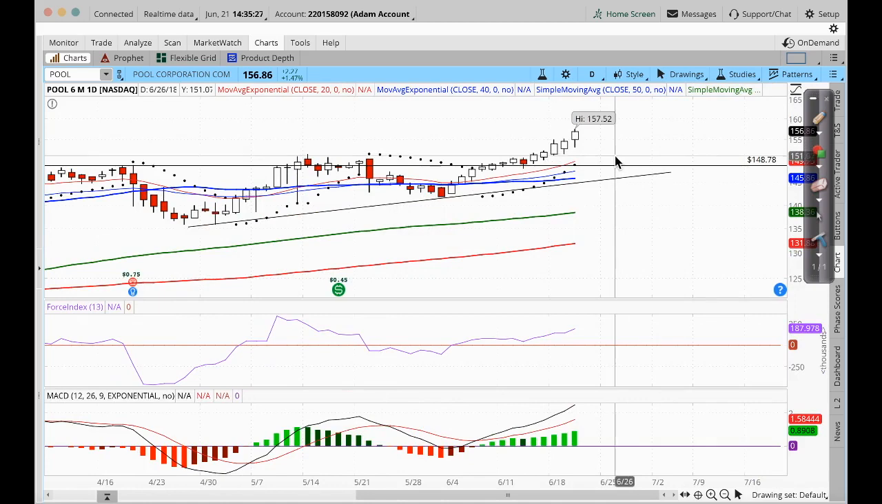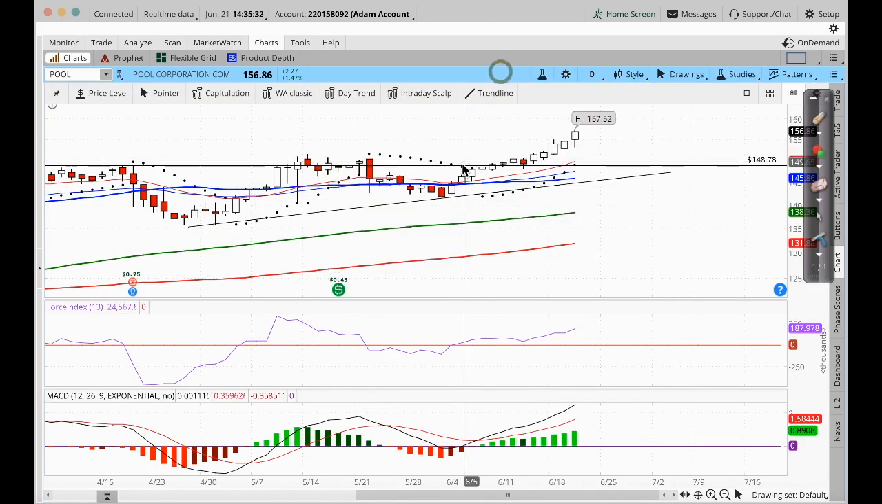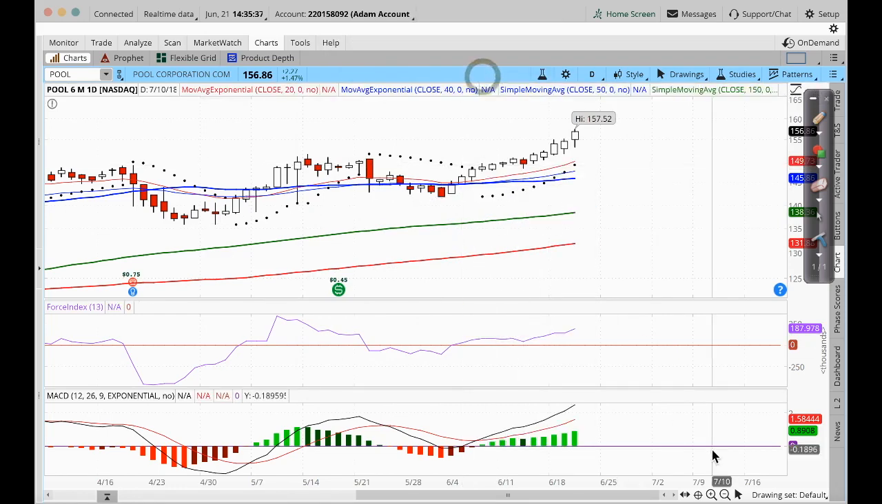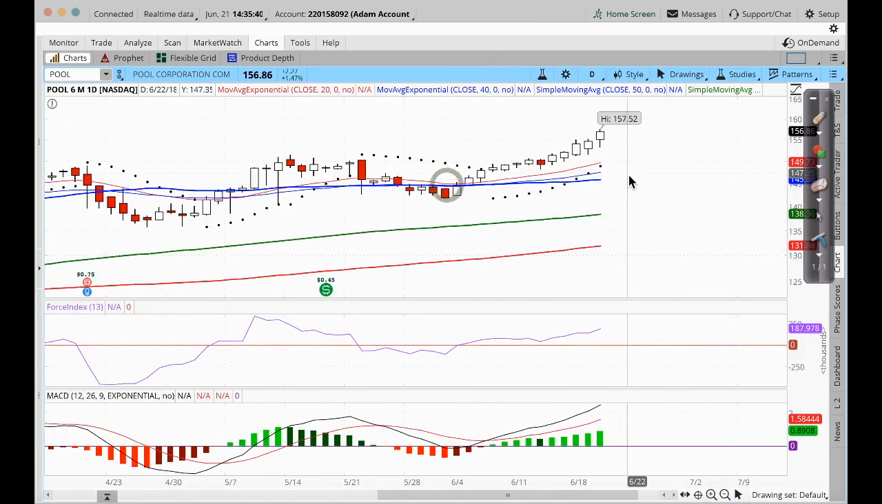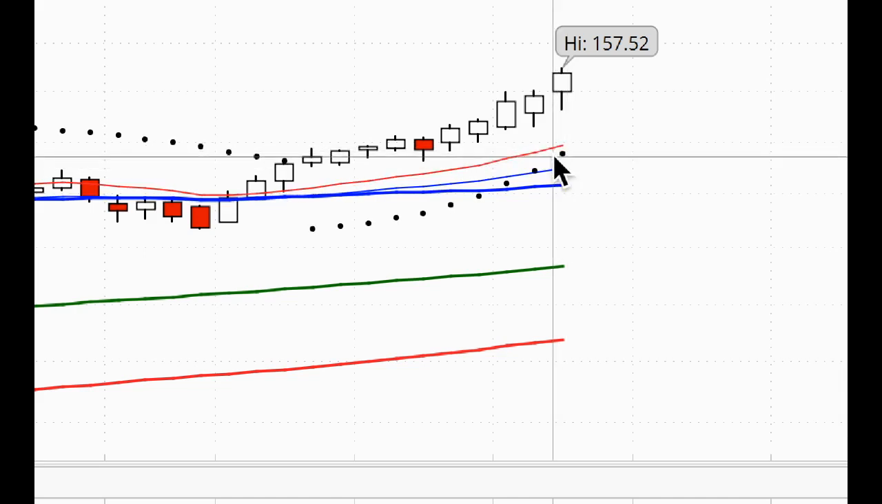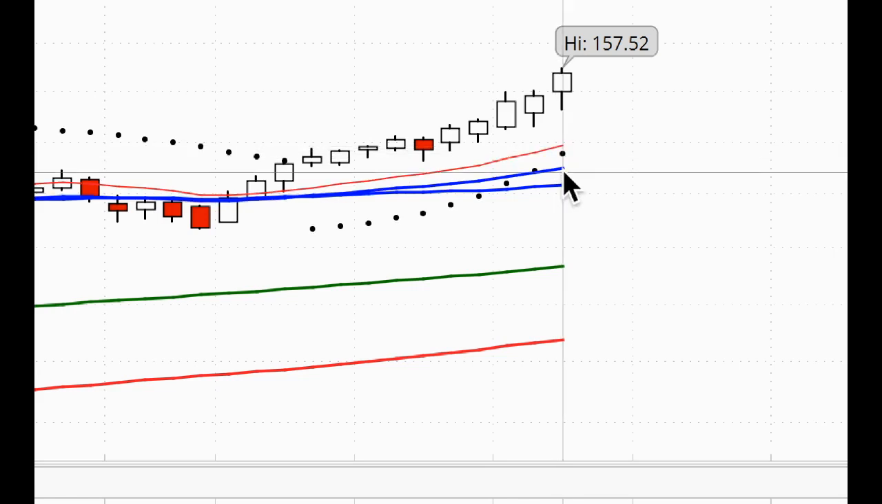So let me first of all remove the lines. Okay, so this red line and this blue line, this is the 20 and 40 exponential moving average. The 20 and the 40, right? Basically, when the 20 is above the 40, the short-term trend is up. So you can see right now the short-term trend is up. And when we go long, we want the short-term trend to be up, the 20 to be above the 40. Okay?